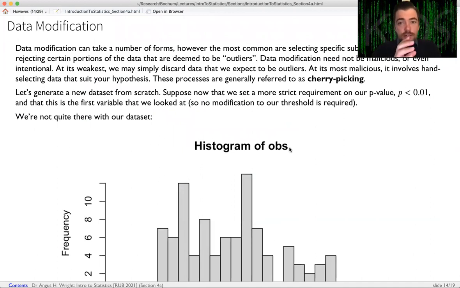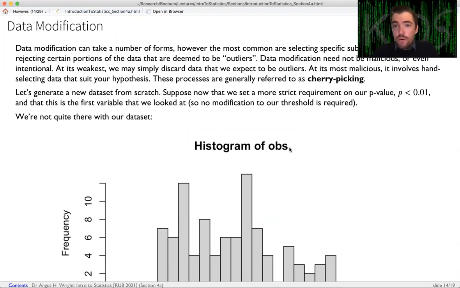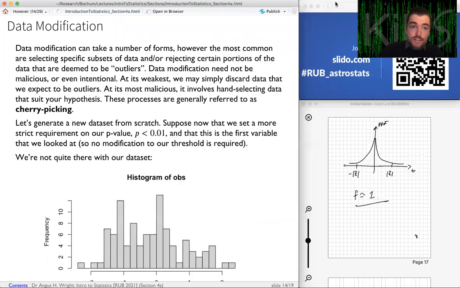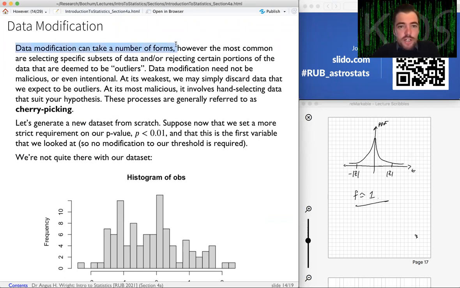The next problematic activity that one can do in order to produce something reasonable, or rather significant, is data modification. Data modification can take a whole bunch of different forms, and it doesn't necessarily have to be malicious. It doesn't have to be intentional. It can be accidental, right? But it's a very important effect.